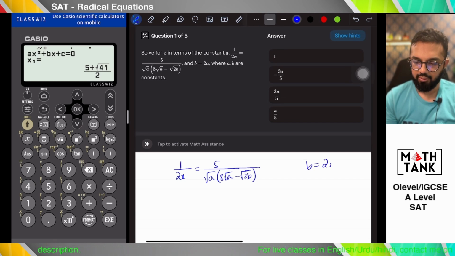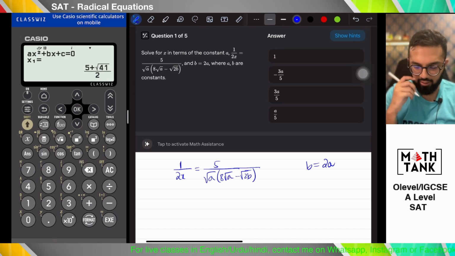B equals 2A, where A and B are constants.